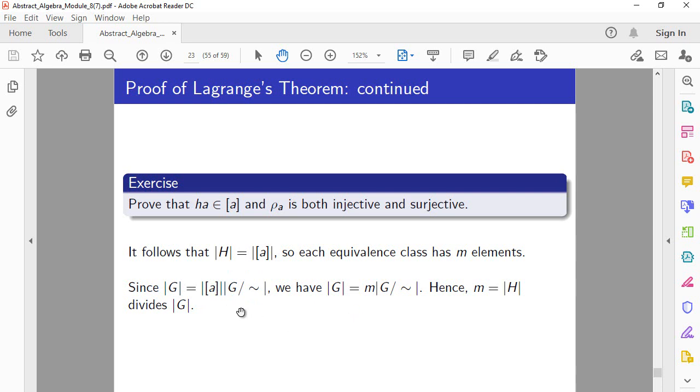And so from this we see that the order of G is equal to M times the number of distinct classes. M here is the number of elements in the class, which is the same as the number of elements in H. So we see that the order of H, which is M, divides the order of G, and that completes the proof.